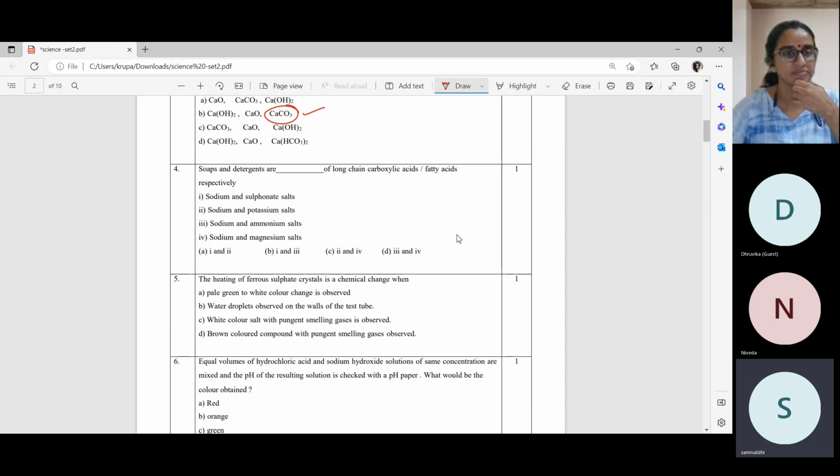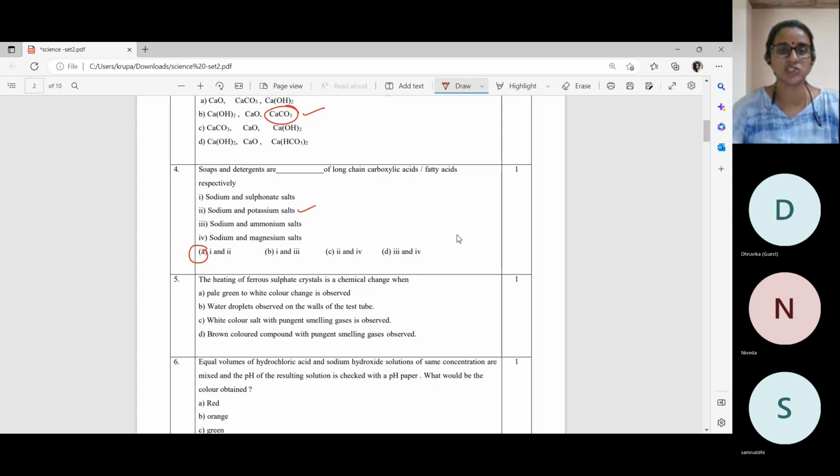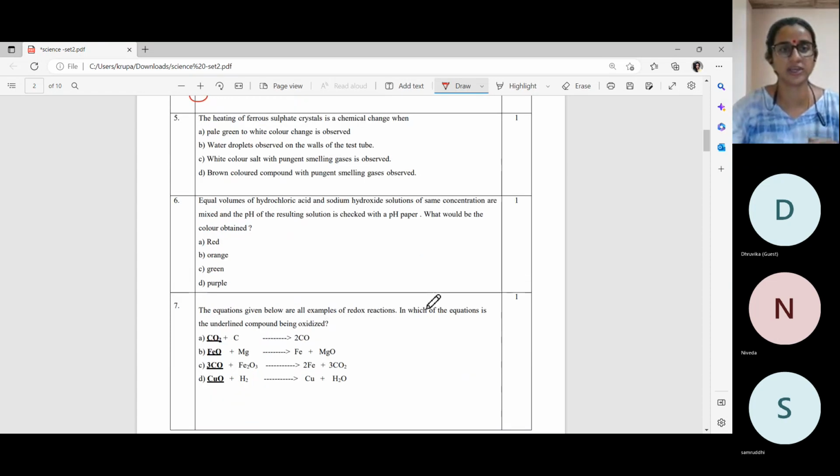Is it option A, 1 and 2? It is going to be option A, because sodium and potassium are found in soaps, and detergents also have sodium and sulfonate in them. Sulfonate is a huge part of the chemical properties of detergents. So that's why it's going to be A. Awesome. Okay, 5.